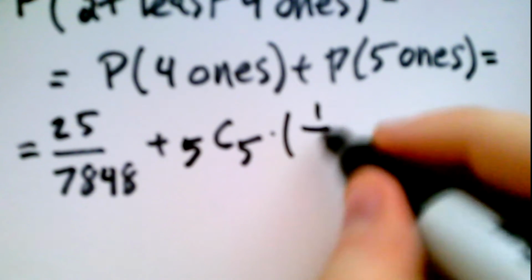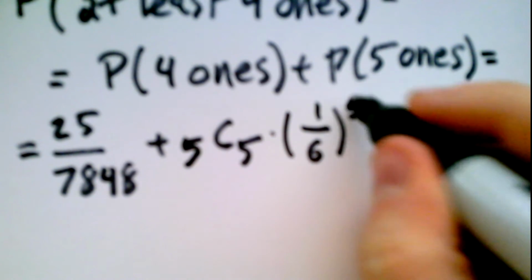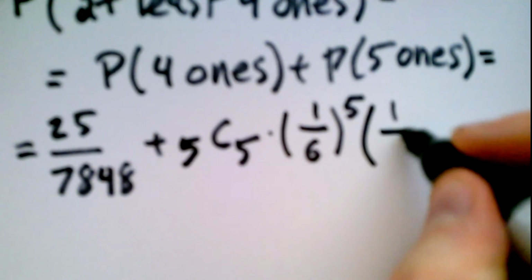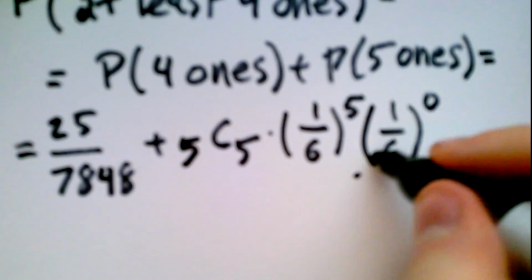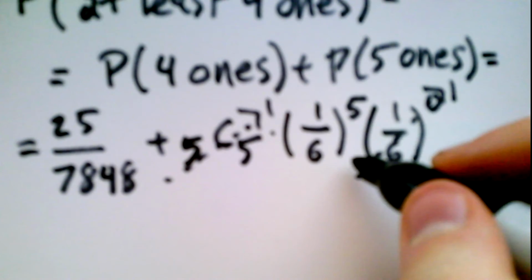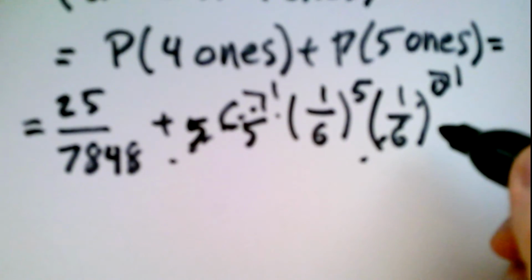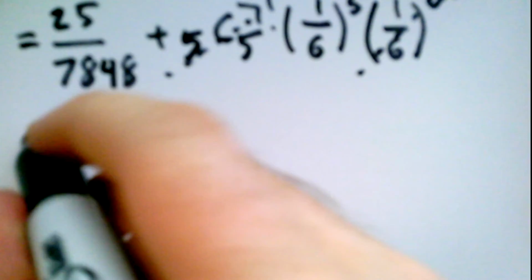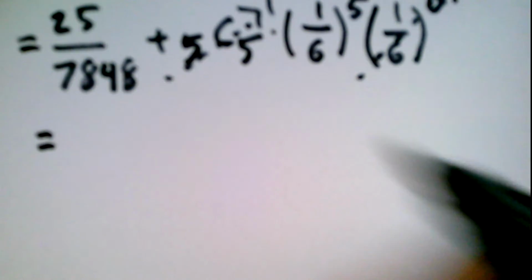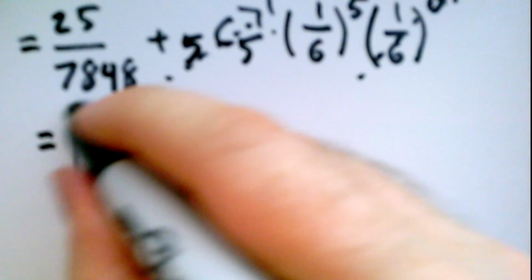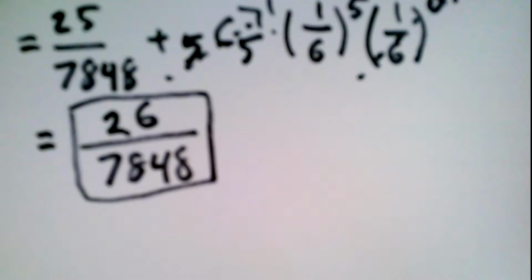Times you need 1/6 to the 5th, which represents rolling a 1 5 times, times 1/6 to the 0. This here is 1, and so is this. So we get 1/6 to the 5th. Unfortunately, we know that 1/6 to the 5th is 7,848. So 25 plus 1 is 26. This is our probability of getting at least 4 ones out of 5 rolls.